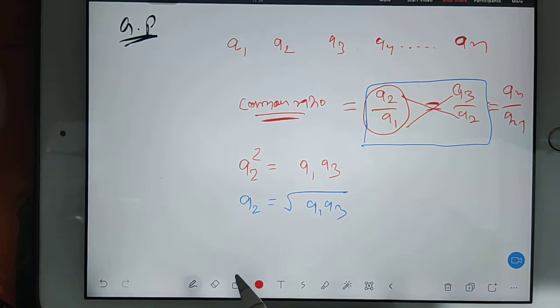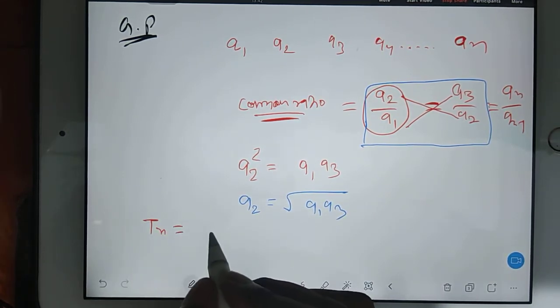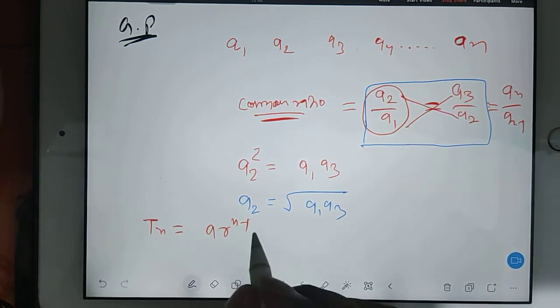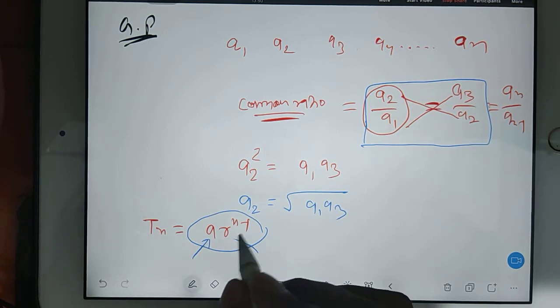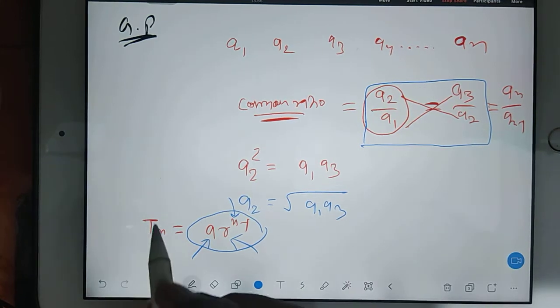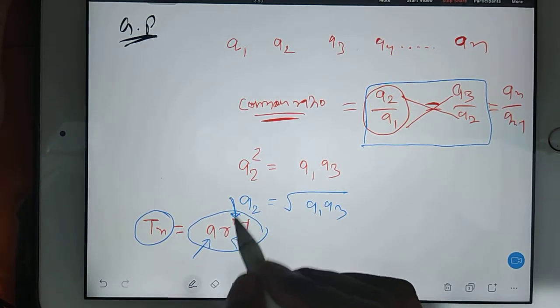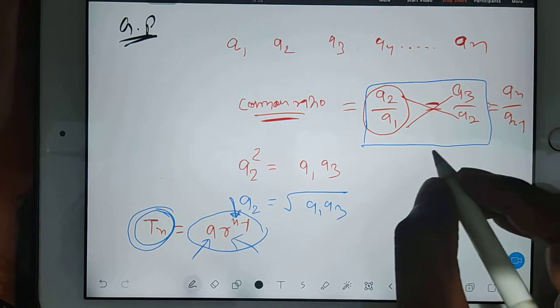Now we have to find the nth term. How do we calculate the nth term? For the nth term, we have the formula a r power n minus 1. In this, a represents the first term of the GP, r represents the common ratio, n represents which term you are looking for, and tn represents the value sitting at that particular location. Okay, so just try this question.